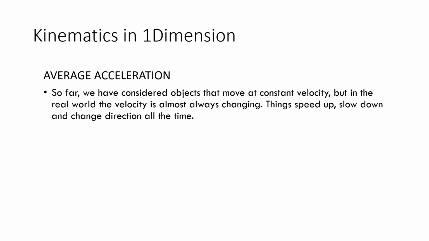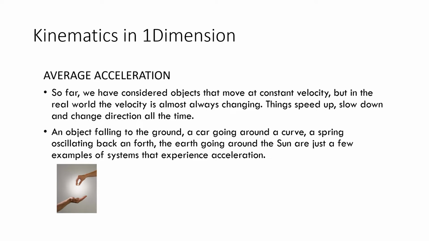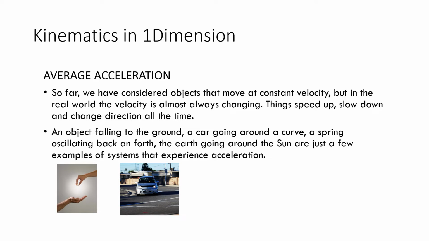So far, we've considered objects that move at constant velocity. But in the real world, the velocity is almost always changing. Things speed up, slow down, and change direction all the time. For instance, an object falling to the ground, a car going around a curve, a spring oscillating back and forth, and even the Earth going around the Sun are just a few examples of systems that experience acceleration of one type or another.